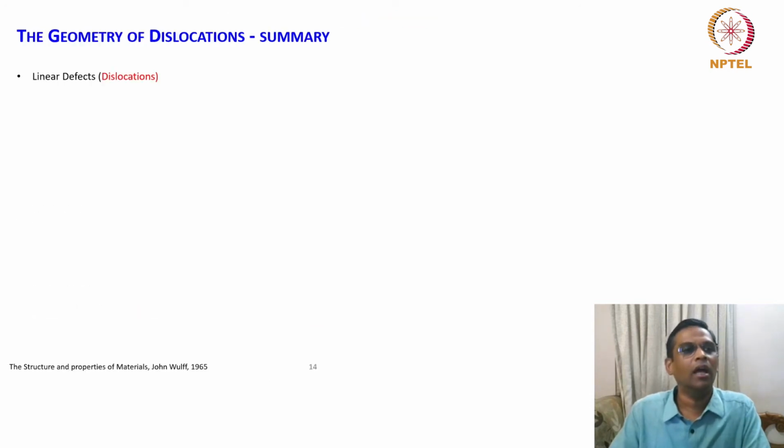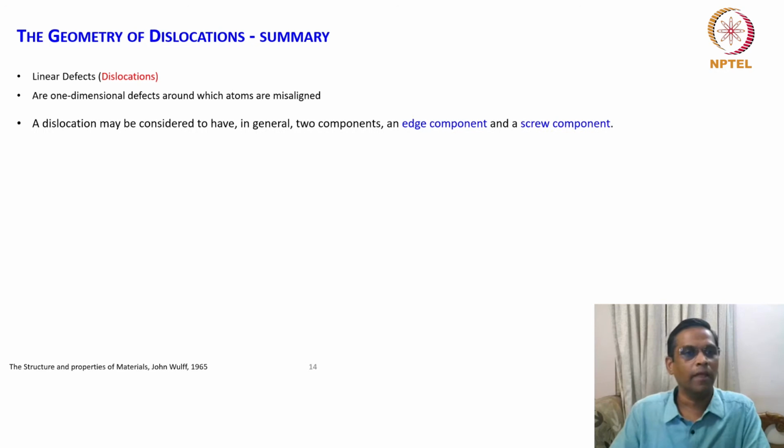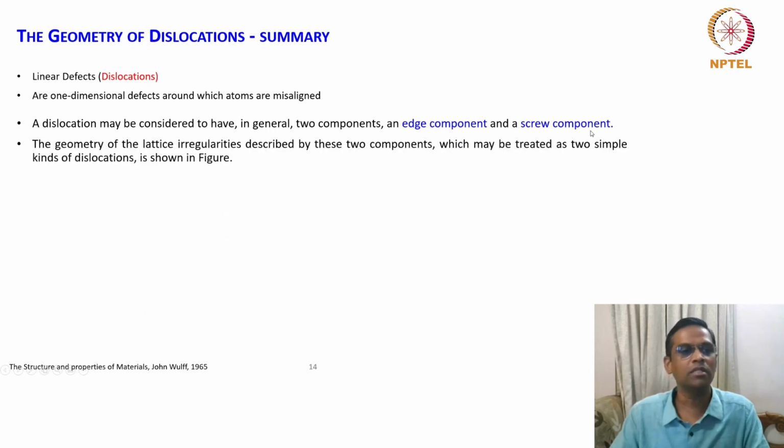Okay, let us summarize this geometry of dislocation. They are line defects. They are one-dimensional defects around which atoms are misaligned. A dislocation may be considered to have, in general, two components, an edge component and a screw component. The geometry of the lattice irregularities described by these two components, which may be treated as two simple kinds of dislocations, is shown in the figure.